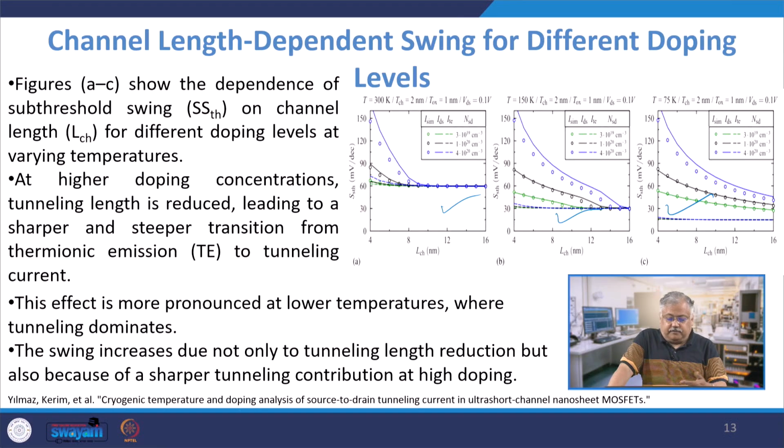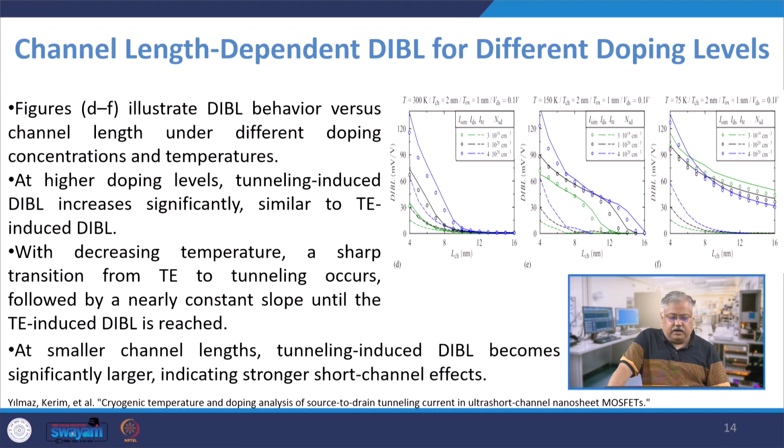And that is because you do have channel length dependent swings for different doping levels. Similarly, let us go to figures D, E, F. At a long channel length, the DIBL effect is expected to be 0, because this is nonetheless a very short channel length formulation. So at long channel lengths they all show a DIBL equal to 0. This is for 300 Kelvin, this is for 150, this is for 75 Kelvin.